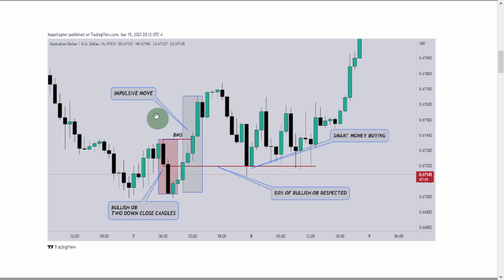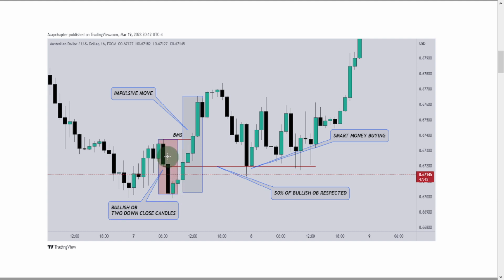Break of structure, and it left what behind? It left imbalances. From this candle's high to this candle's low, in between is a fair value gap. So that's an imbalance. Another imbalance here, this candle's high to this candle's low, fair value gap. So it left imbalances behind. It broke structure aggressively up. It swept liquidity below. So these two down close candles are your bullish order block.